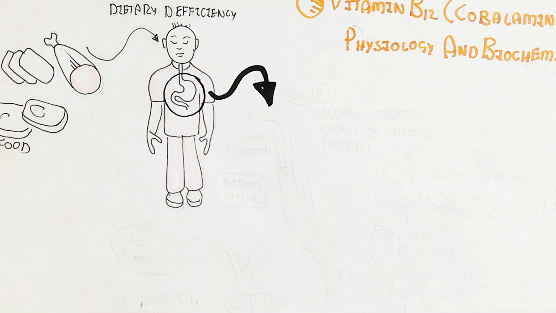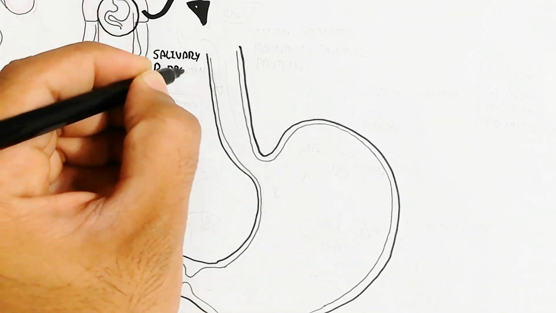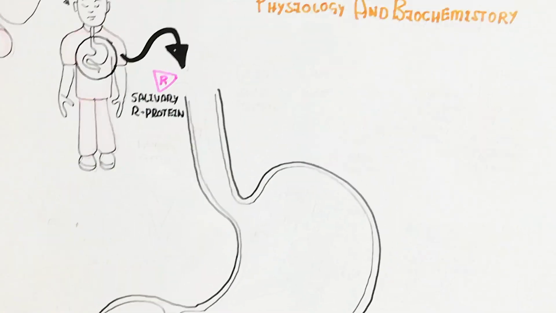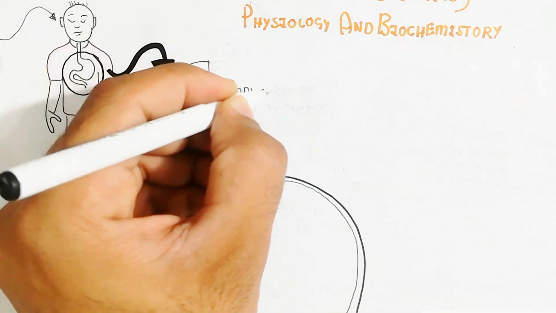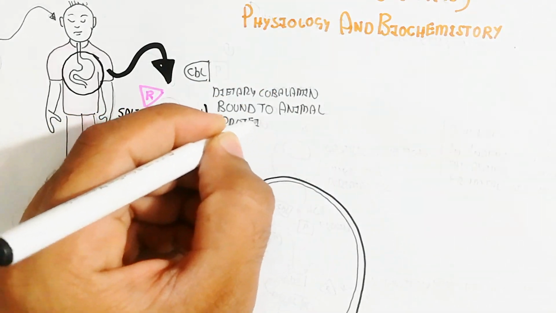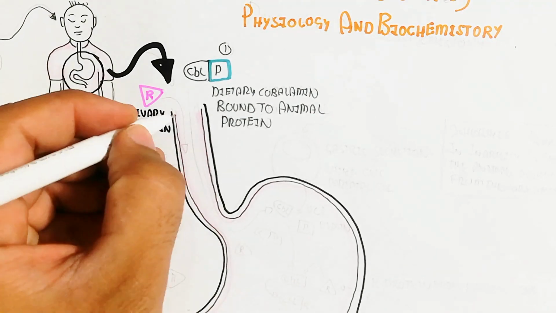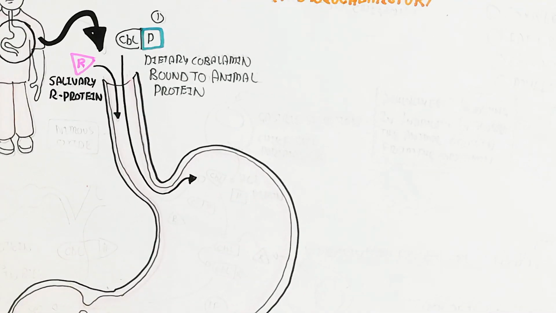In this way, salivary R protein is released into the digestive system also, but the dietary cobalamin is bound to animal protein. This animal protein containing cobalamin is not released until it goes into the stomach. After mastication, the bolus will enter into the stomach from the esophagus. Nitrous oxide basically is increased and will lead to deficiency of this.